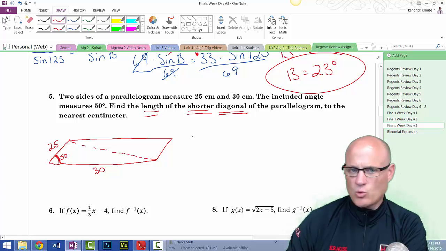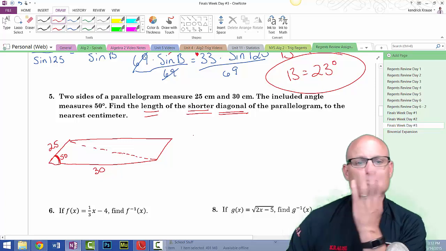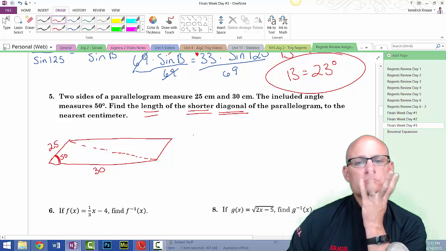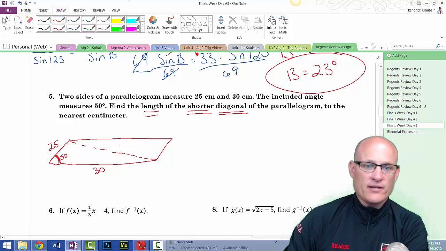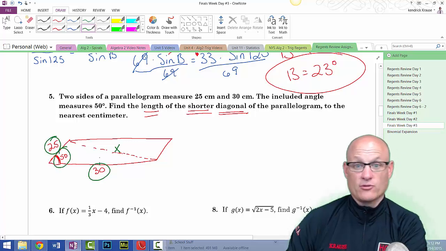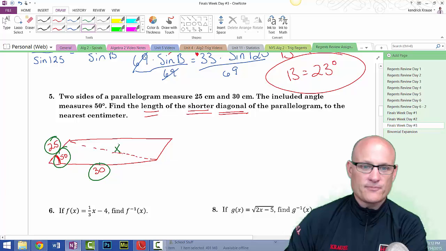So, what am I going to do? Oh, I just want to find that. That's all I want to do. I just want to find this. So this is side, angle, side. I use the law of cosines, and I'm looking for x. So these two sides have to go on either side of the angle.